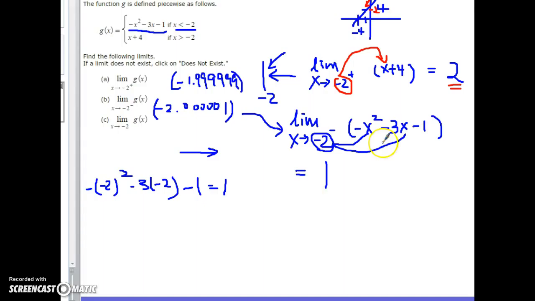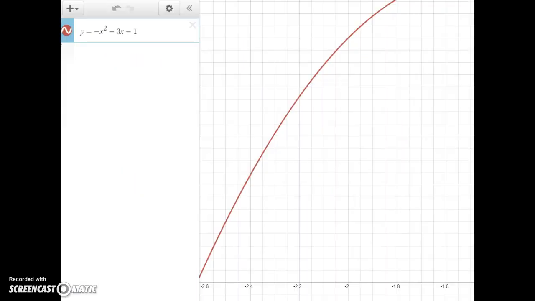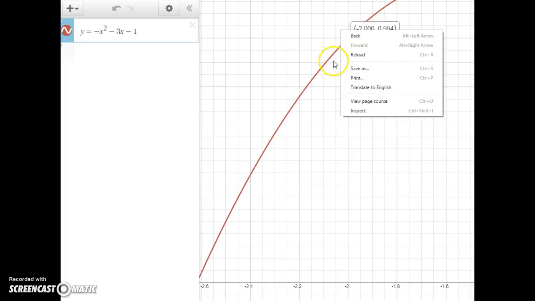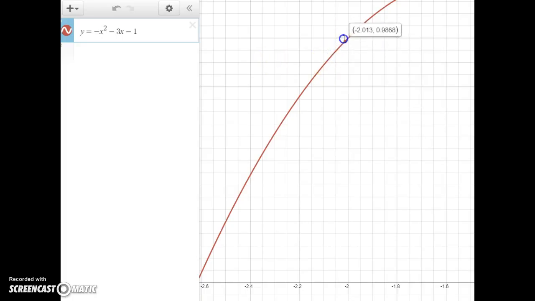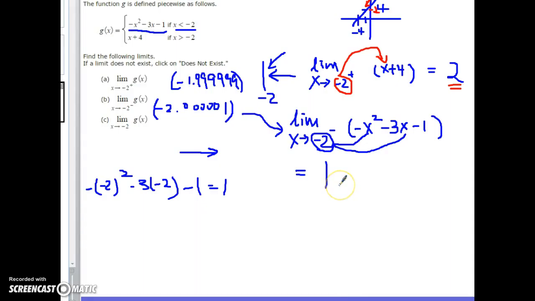But again, I cannot say this enough. This only helps us to evaluate it, but conceptually, we're talking about what happens as my x approaches negative 2 from the left hand side. As my x approaches negative 2 from the left hand side, my y approaches 1. Right, so that's what limit is about. Limit means approaching. What are you approaching? Okay, so for part A, my y is approaching 2. For part B, my y value approaches 1.